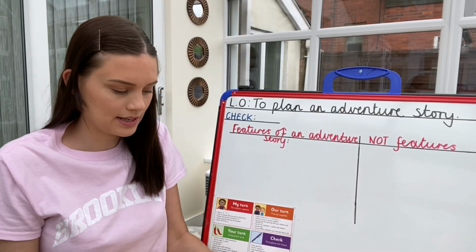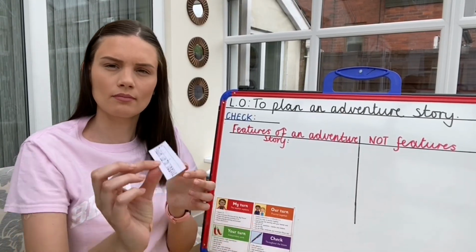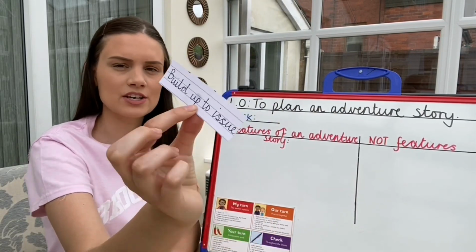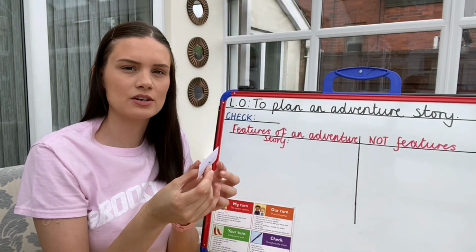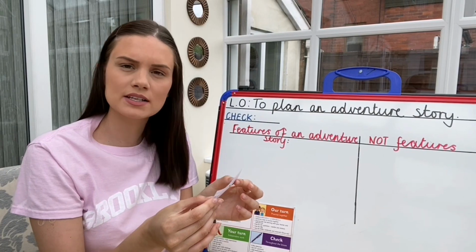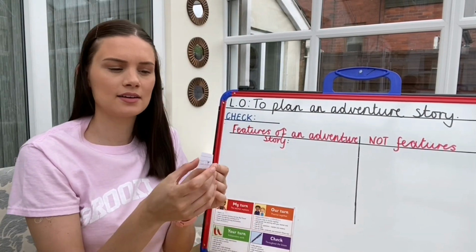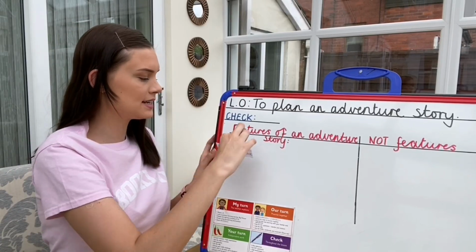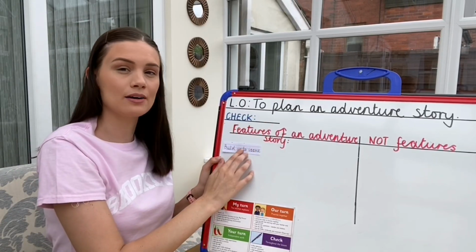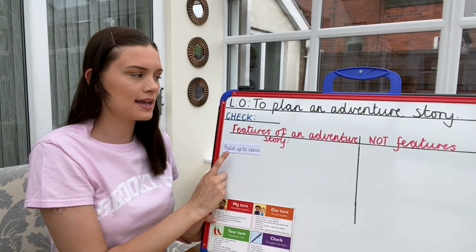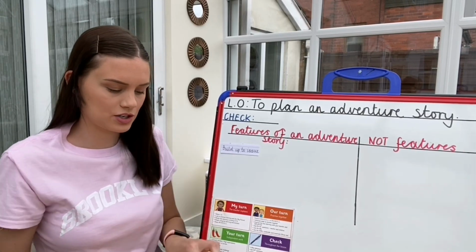So let's choose one. Build up to an issue. Now if we think back to The Explorer, was there a build up to an issue? There was, wasn't there? The build up to the issue was that they needed to locate or get out of that rainforest. So that's definitely a feature of an adventure story, build up to an issue.